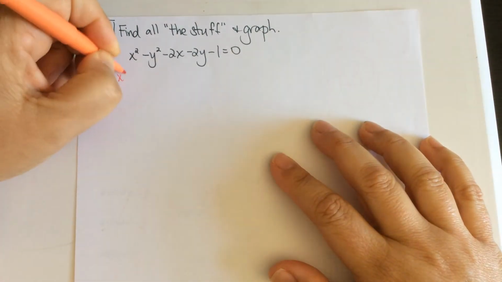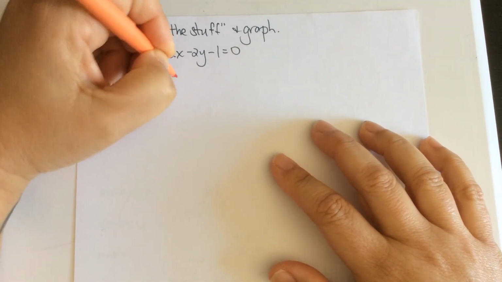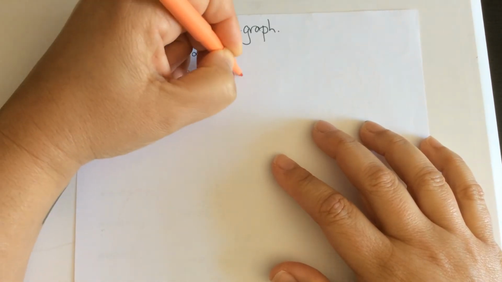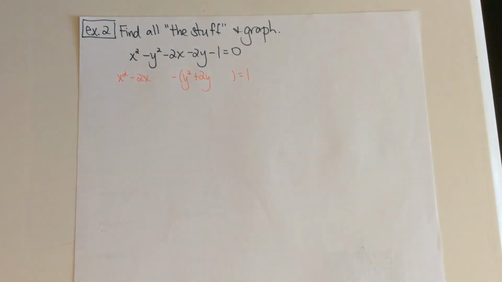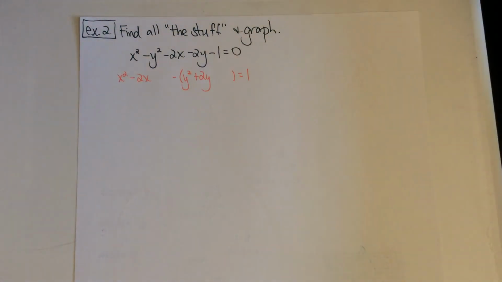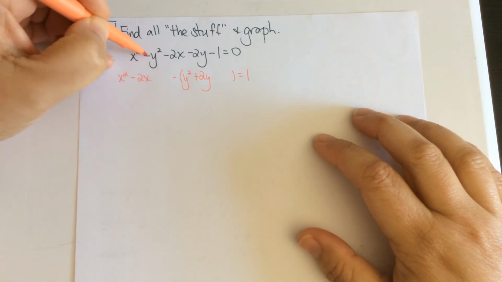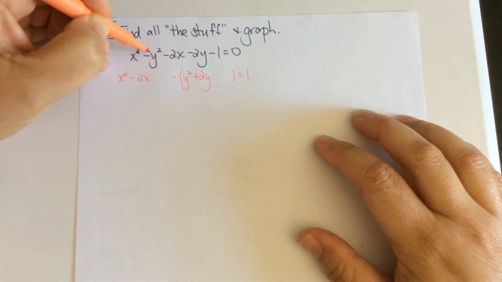I'm going to group, and I'm also going to factor out that negative. This is the place where people make the mistake on this. You could be completing the square pro and still make the mistake on that. So I put the x squared with the x term, and I put the y squared with the y term.